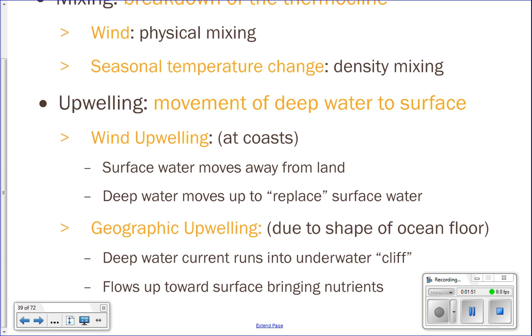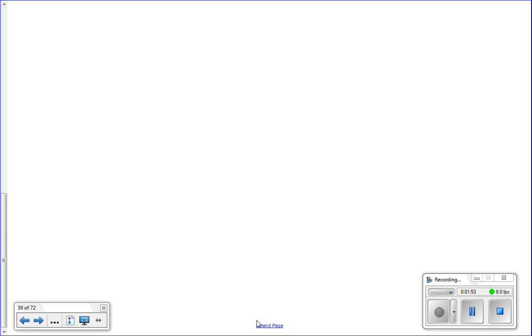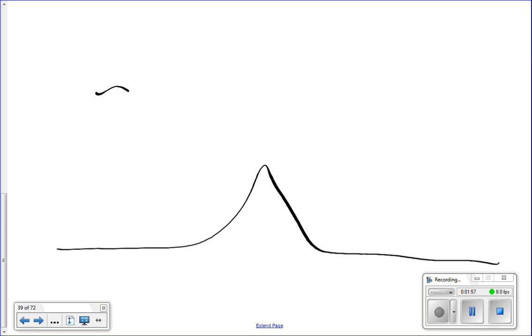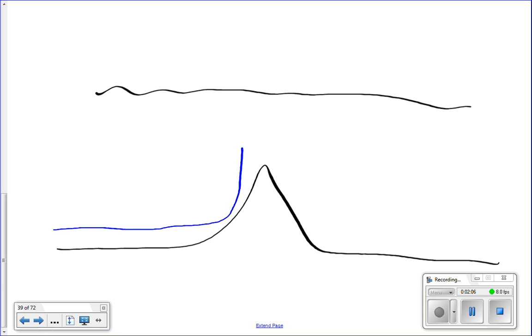Let me draw a picture of that for you. So here's our seafloor, here's our seamount, okay, and then here's the surface of the water. So your deep water current's moving along the bottom, and when it hits the seamount, it gets forced upwards, and so it brings nutrients up, breaks through this thermocline that way. All right? Okay, so it's called geographic upwelling.